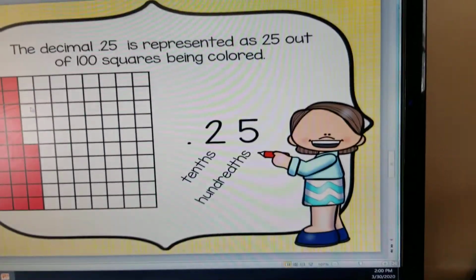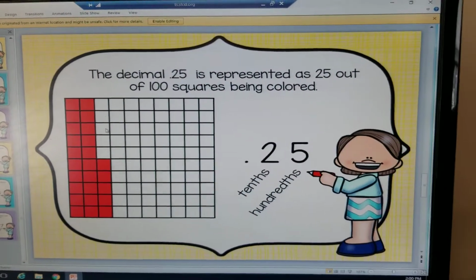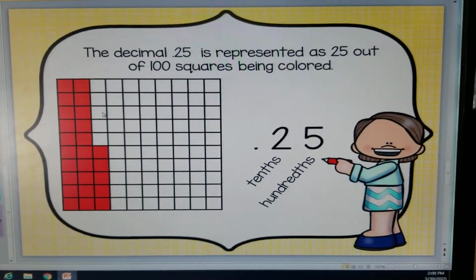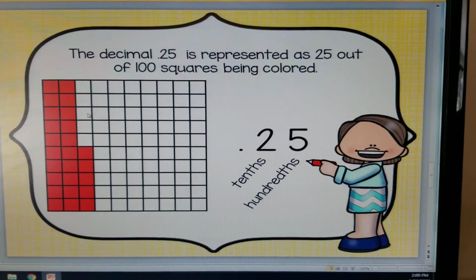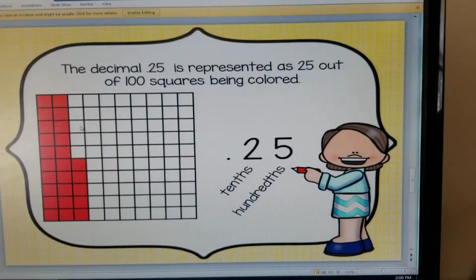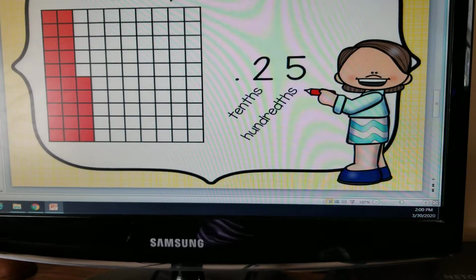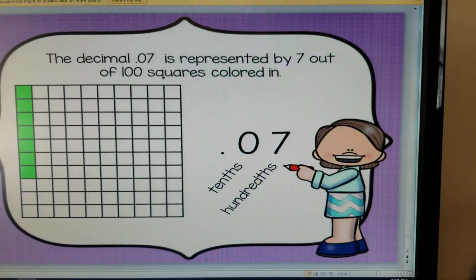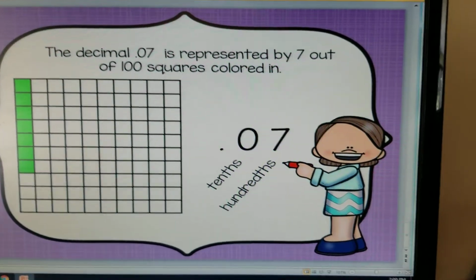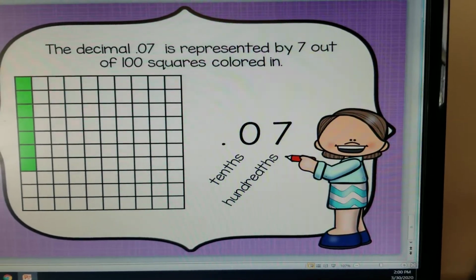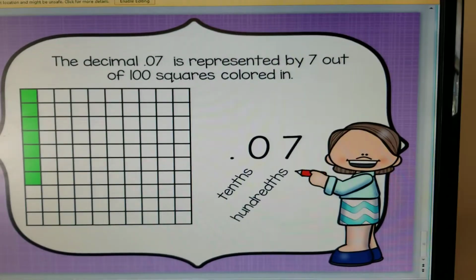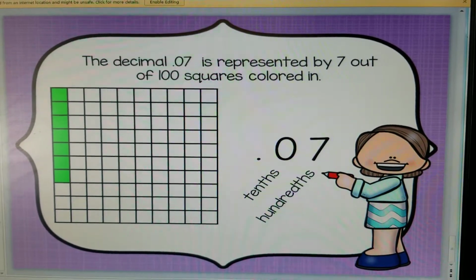Let's do another example. 0.25 would be the standard form, and the word form would be 25 hundredths. The standard form would be 0.07, and the word form would be 7 hundredths.